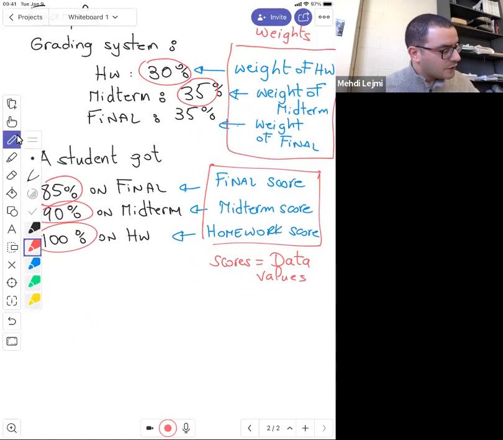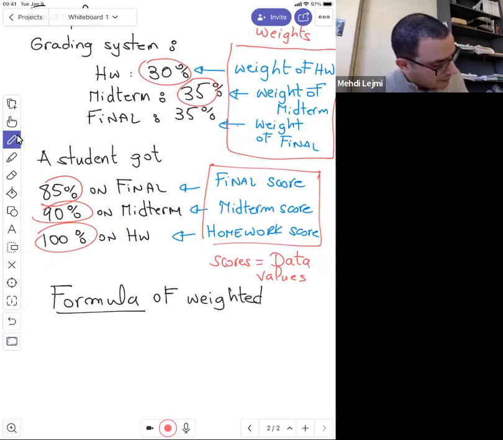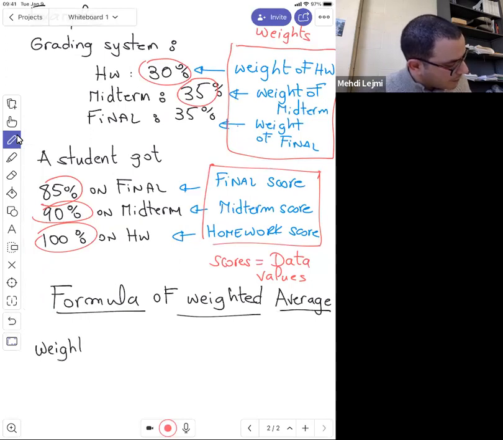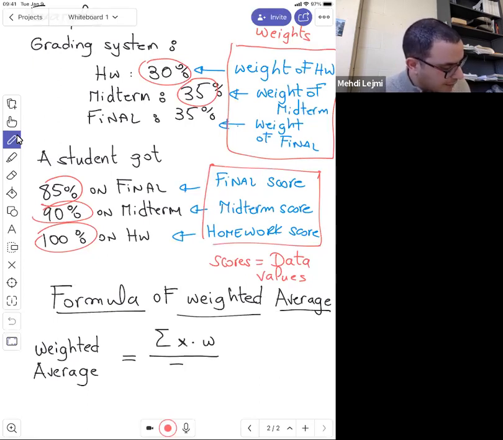So how do we compute the weighted average? The formula is the following. The weighted average is equal to: we multiply each score by the corresponding weight. The score is my data value, and remember, we denote the data values by the variable X. So it's X times W, where W is the corresponding weight to X. We take a sum over these, and then we divide by the sum of the weights.